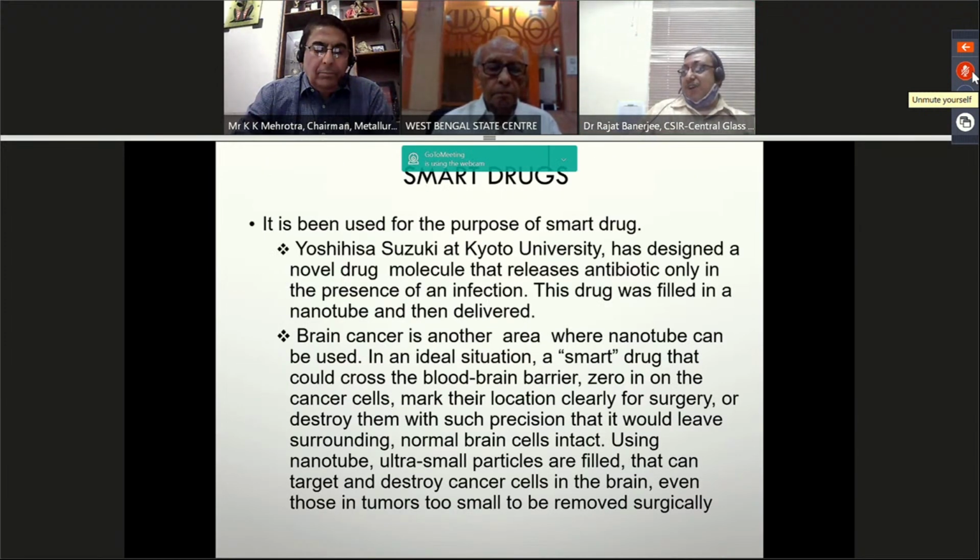That is a smart drug. It has been used for the purpose of a smart drug. Professor Suzuki of Kyoto University has designed a novel drug molecule that releases antibiotic only in the presence of infection. This drug was filled in a nanotube and then delivered.